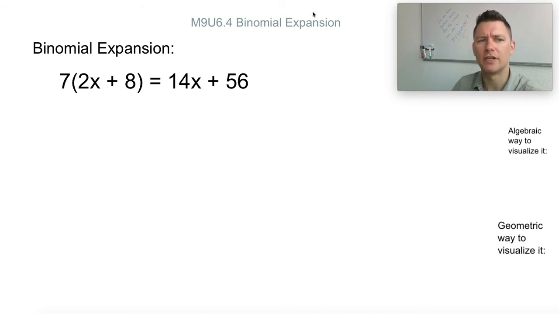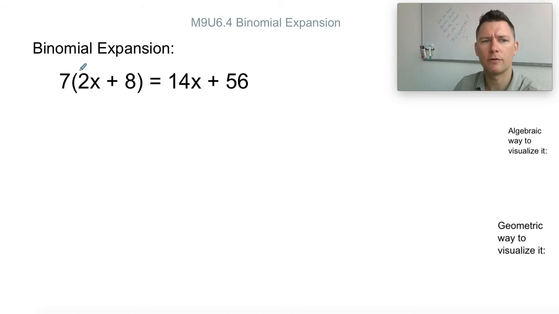Binomial expansion is the same sort of thing we've been doing before, except instead of having a monomial distributing into a binomial, right? This is a monomial because it has one thing, and this is a binomial because it has two monomials separated with plus or minus. We're distributing a monomial into a binomial. That's what we've been working with before. We're going to make this slightly more complicated but more useful.